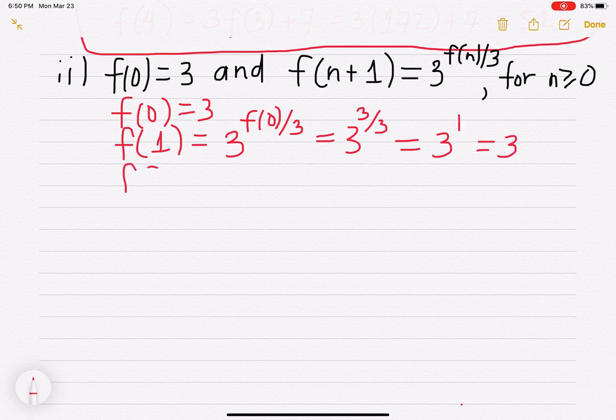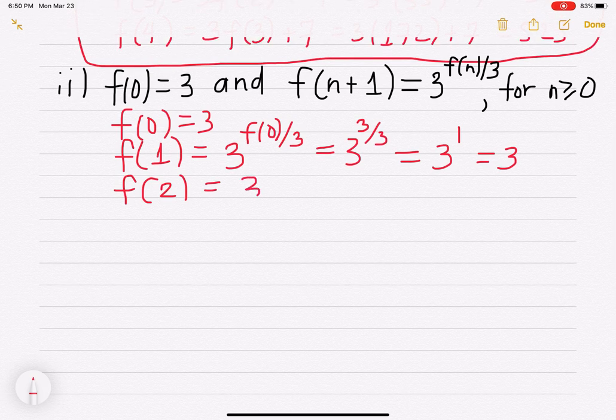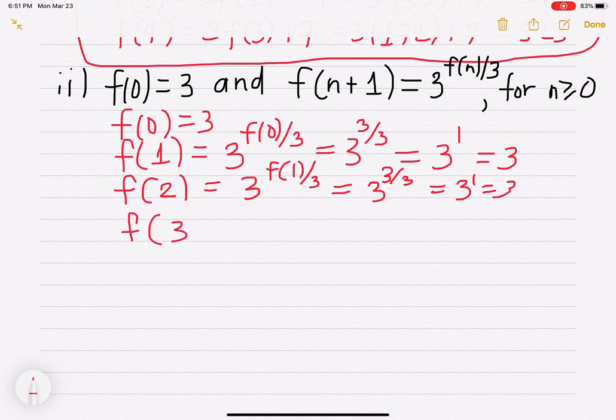All right, f of 2. F of 2 is going to be 3 raised to the f of 1 over 3. In other words, 3 raised to the f of 1, which was 3, over 3. So we have 3 to the 3 over 3, 3 to the 1, which is 3. Hey, this one's repeating, isn't it? Let's do f of 3. F of 3 is going to be 3 raised to the f of 2 over 3. In other words, 3 raised to the f of 2, which was 3, and then over 3. So 3 to the 3 over 3, 3 to the 1, which is 3.